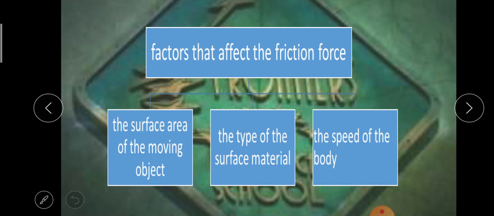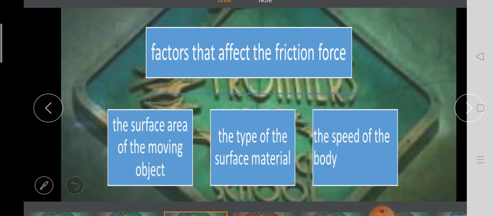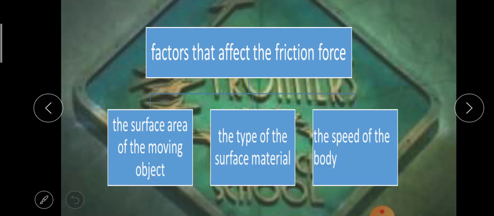What are the factors that affect the friction force? The friction force might be affected by what? We have three factors, which are surface area, surface material, and speed. They all begin with S: surface area, surface material, and speed.